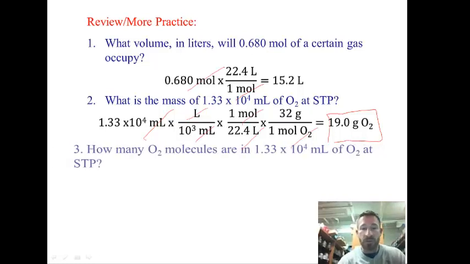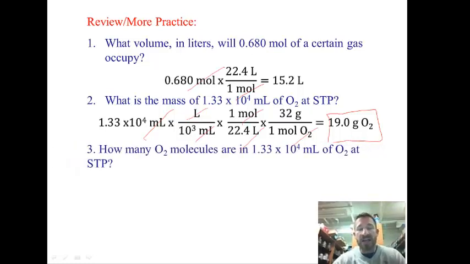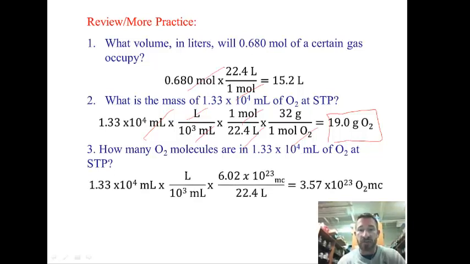One more problem. How many O2 molecules are in 1.33 times 10 to the 4th milliliters of O2 at STP? I'm going to pause and let you do that problem. You should start with the 1.33 times 10 to the 4th milliliters, change that to liters just like last time, and then your last step is going to be a little bit different.